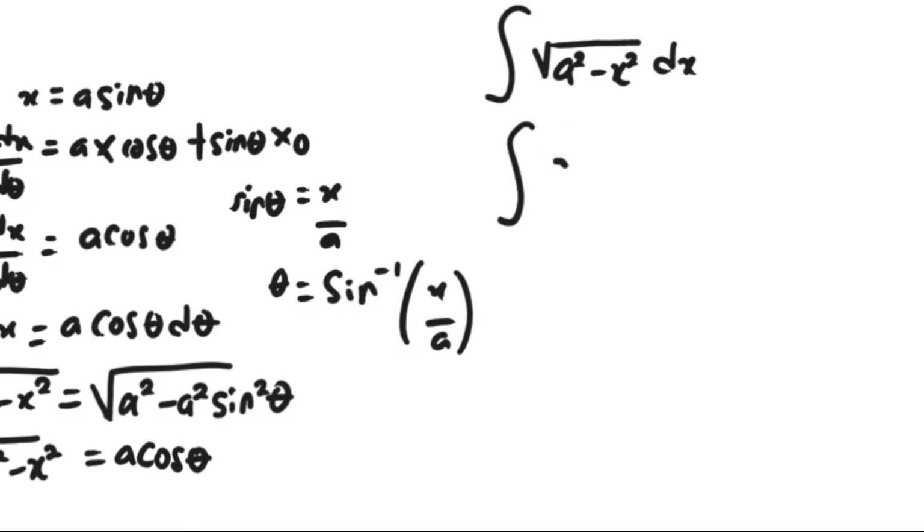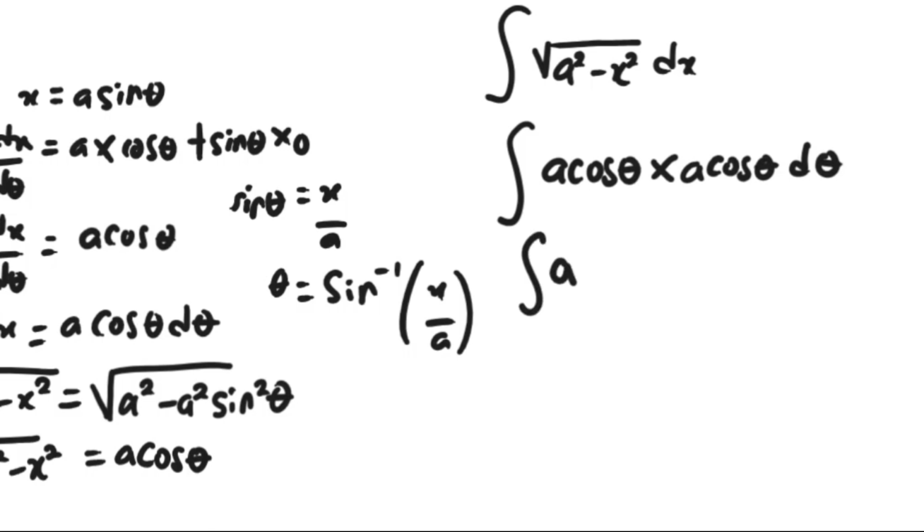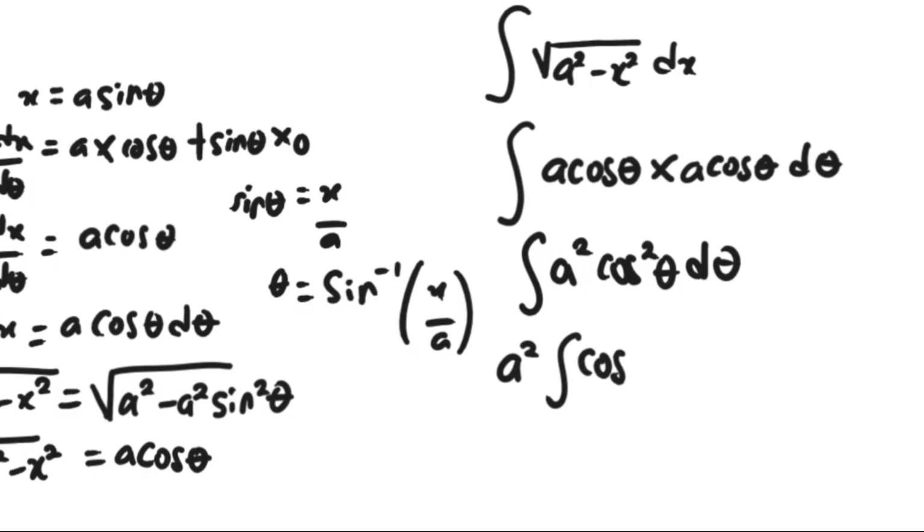So instead of writing square root of a square minus x square, this is equivalent to a cos theta multiplied by dx. Our dx is what? A cos theta d theta. So if you multiply this, will give you a square cos square theta d theta. So this is the same thing as, if you factorize a square out, you'll be left with cos square theta d theta. So let's try integrating cos square theta.